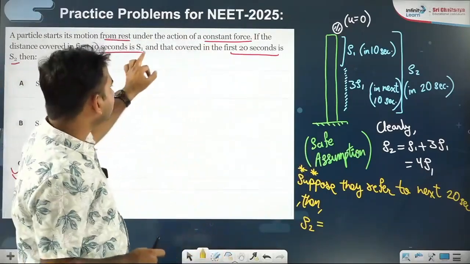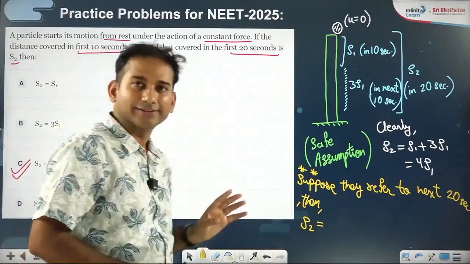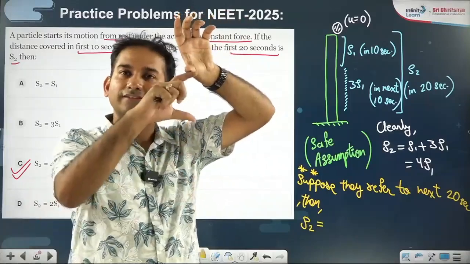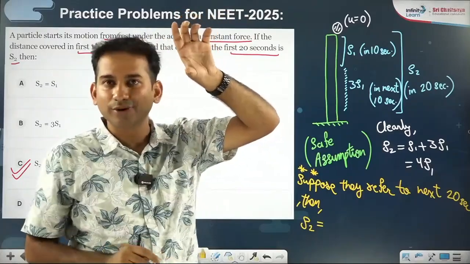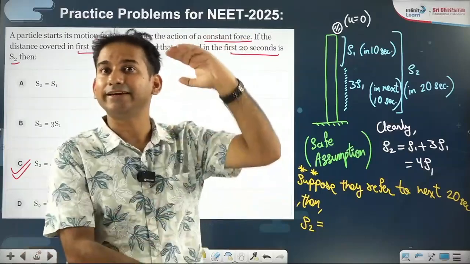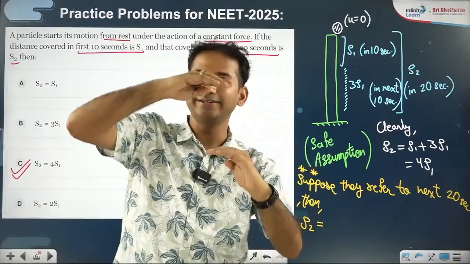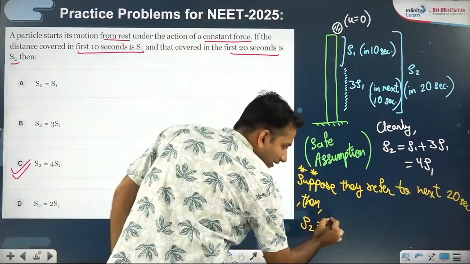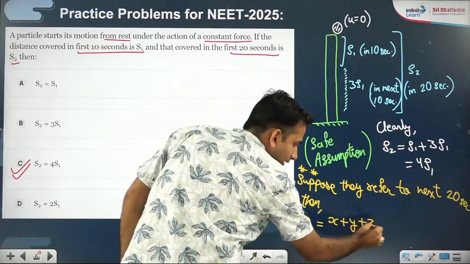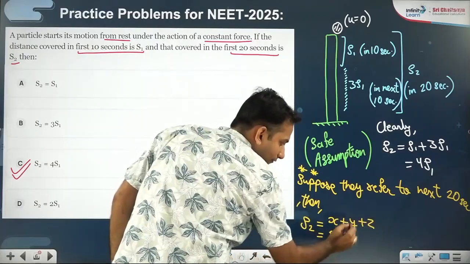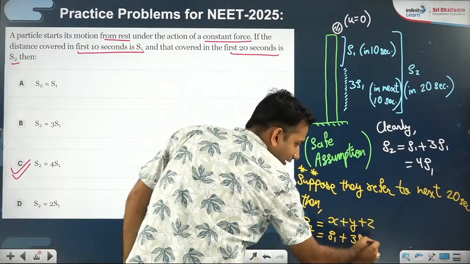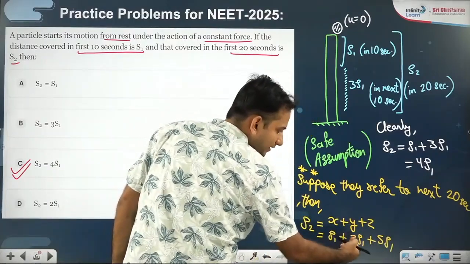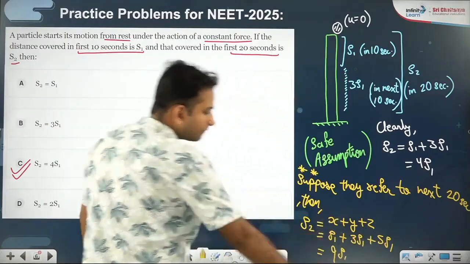But if the language says that it covered in the next 20 seconds, then I would suggest you break the interval into first 10, next 20 means next 10 and next 10. So how many such intervals do you have? 10, 10, 10, x, y, z, which means that will be equal to x plus y plus z. X value is S1, then y value will be 3S1 and z value will be 5S1 because it should be 1:3:5. And hence the final answer will be 1 plus 3, 4 plus 5, 9S1.